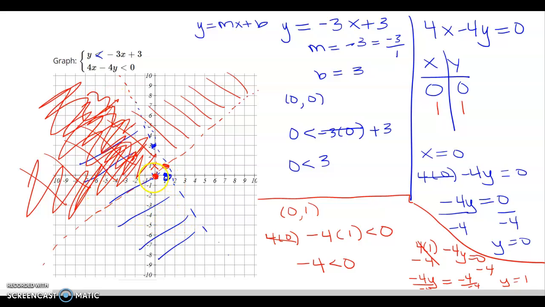So when you're doing these problems, I recommend doing one line, do it completely, including the shading, and then do the other line completely, including the shading. And then your final answer will just be the shading where both overlap. Hopefully that helps. Let me know if you're still stuck.